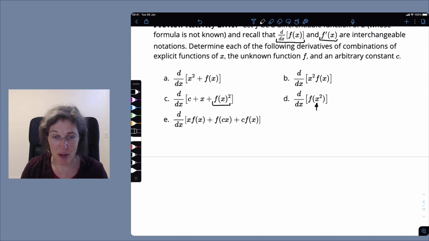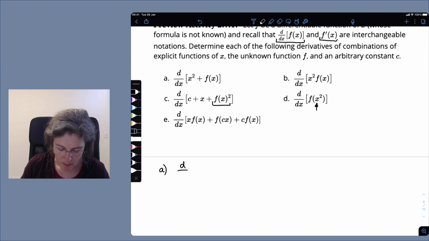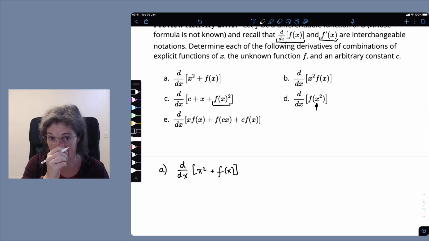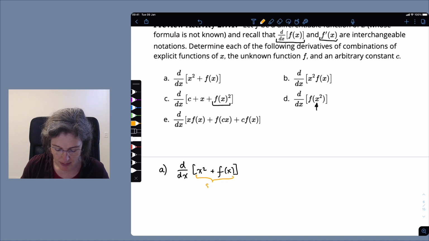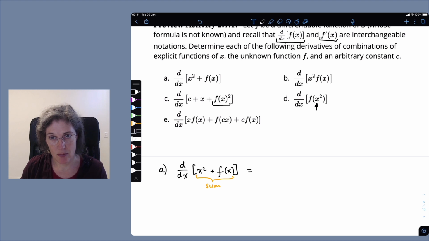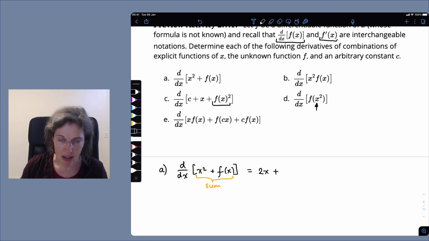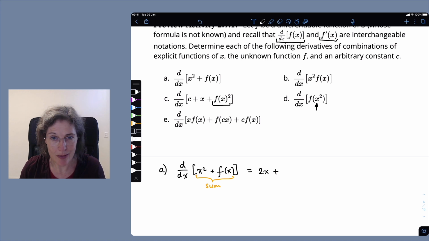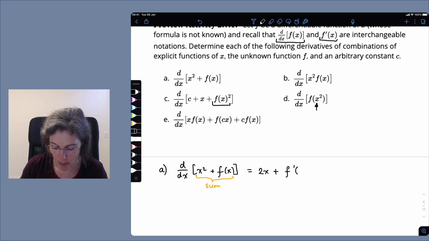Okay, so I hope you did give that a try. Let's have a look. So if we look at A, what we want to do is take the derivative, so that's what this d by dx says, of x squared plus f of x. Well, we analyze our function in the outer, and we see that this is a sum, so we know that our solution is going to be some term plus another term. And the first term is going to be the derivative of x squared, which is 2x. Then we're going to add that, and we want the derivative of f of x, but we don't know what that is, so we just put in the notation that says whatever the derivative of f of x is, which is f prime of x.